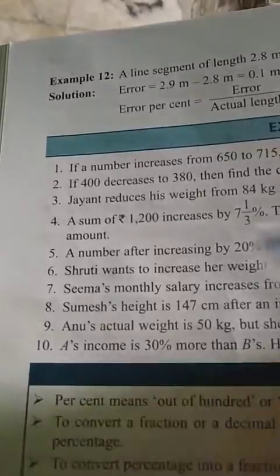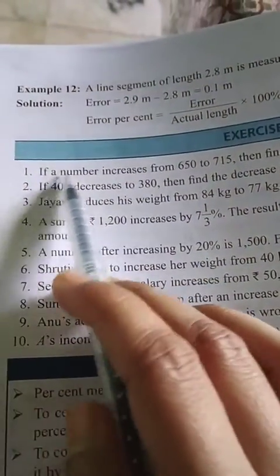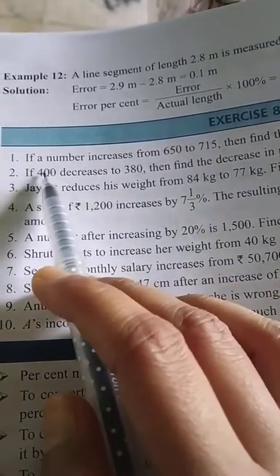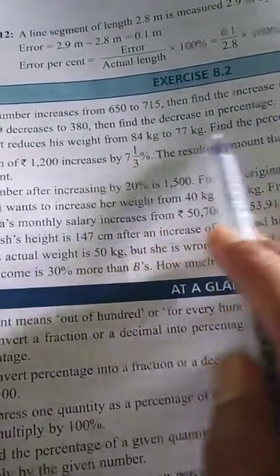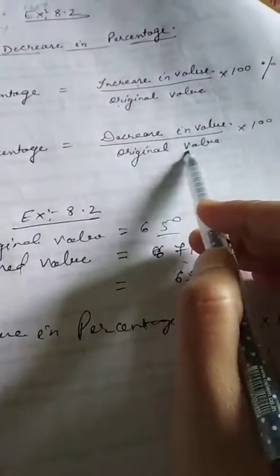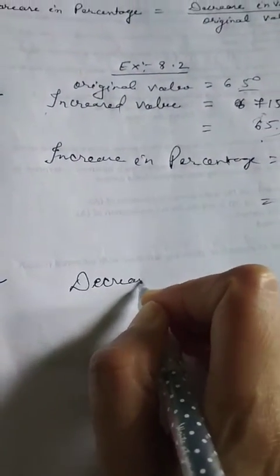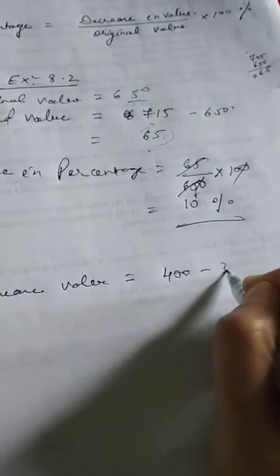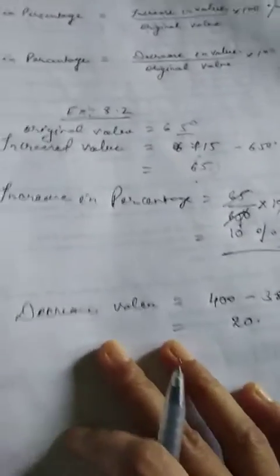Now the next question. If 400 decreases to 380, this is the original value and it decreases to 380, the new value. Then find the decrease in percentage. We know the formula: decrease in value by original value into 100. So we will first find the decrease value. Original is 400, new value is 380. Just subtract it, we get 20. 20 is the decrease value.